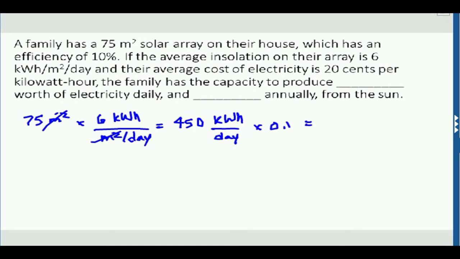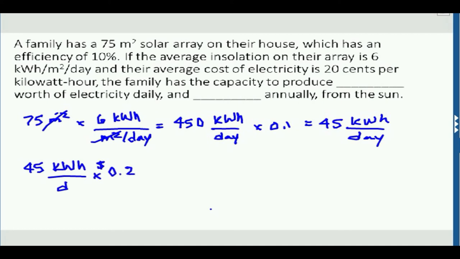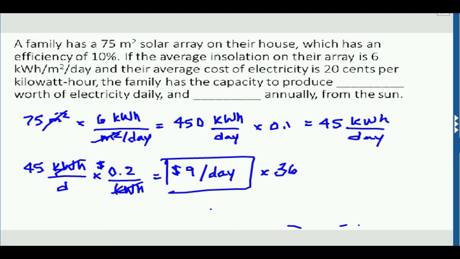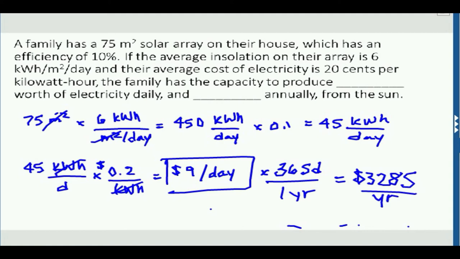With 10% efficiency, it's going to give us 45 kWh a day, and then times 20 cents per kilowatt hour, that's $9 a day. And if you want to do it for a year, here's just a day here. That should give you $82.85 a year. Not too bad.